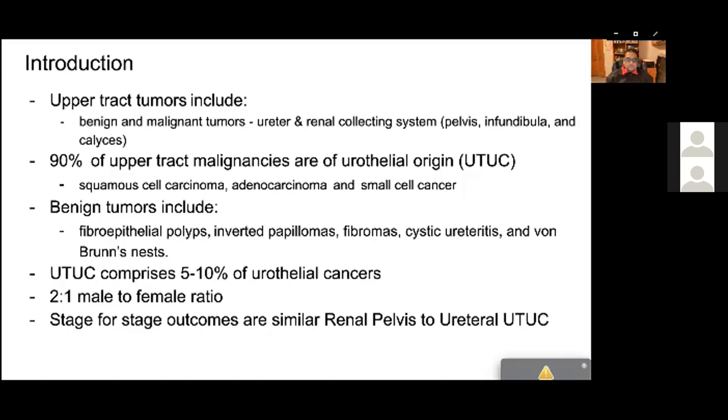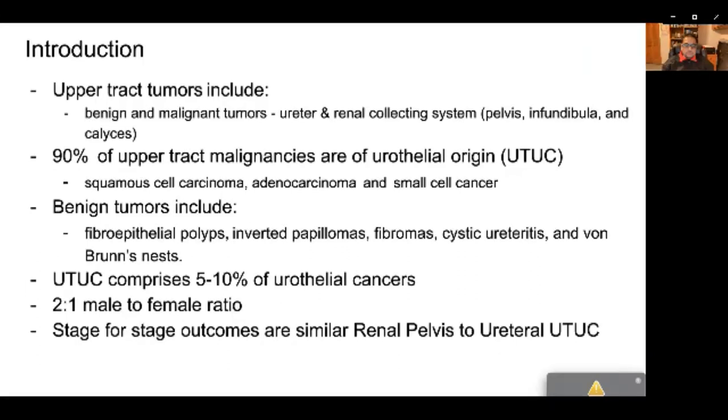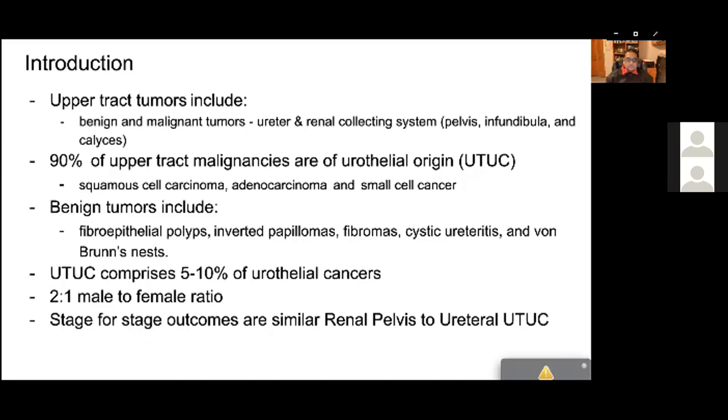The European Association of Urology came up with this risk stratification for the upper tract tumors. It is helpful to determine if the patient can be a candidate for organ sparing management or for radical nephroureterectomy. Keep in mind, though, that for the variables that have been identified for low risk, you have to meet all the variables.